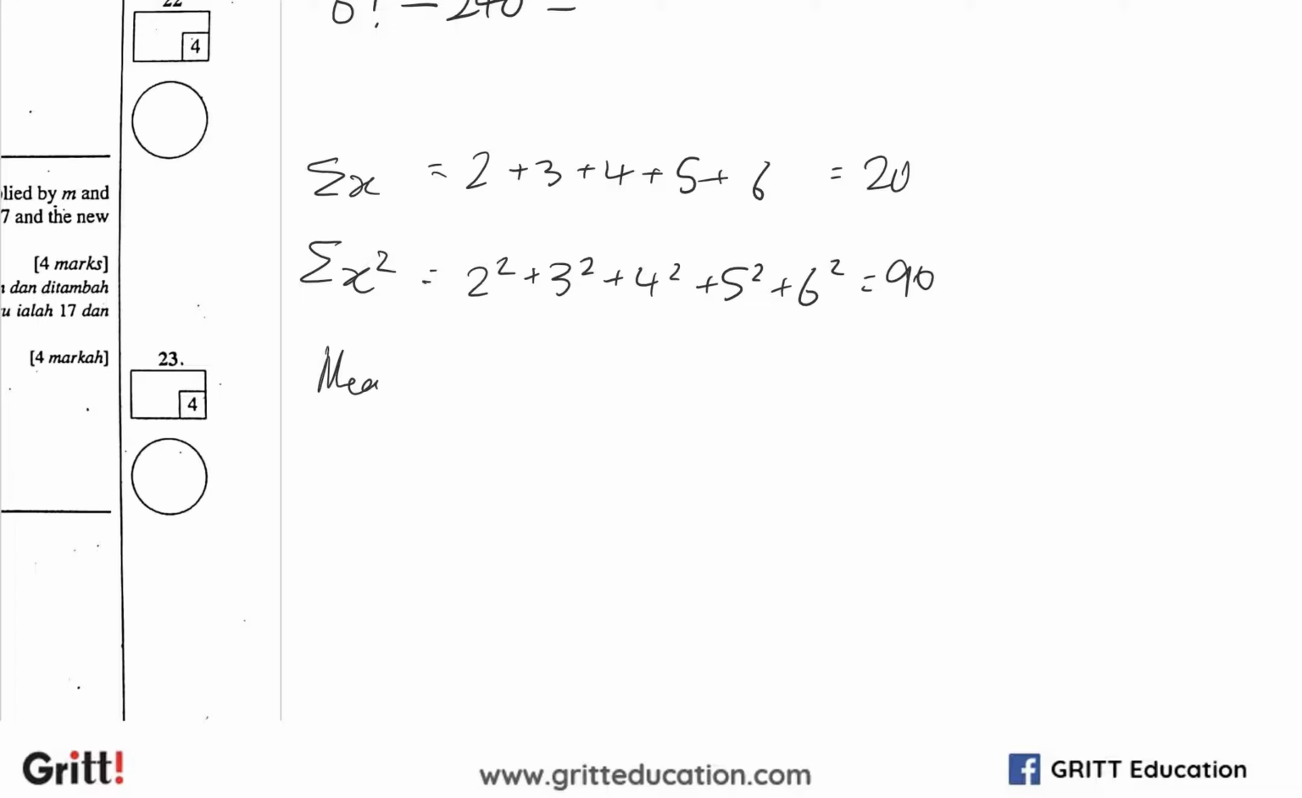So for the mean, it will be 20 over 5, because there are 5 numbers: 1, 2, 3, 4, 5. From here, the mean you get is 4.